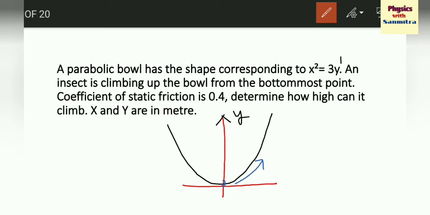While climbing, you can see the angle is the angle of the tangent. You can say that the angle is constantly increasing. Here it is something, then it will become like this, then like this. Up to what height can the friction support the insect? The insect is climbing and the only supporting force it is getting is friction. I have also given the coefficient of static friction. Now we have to calculate.